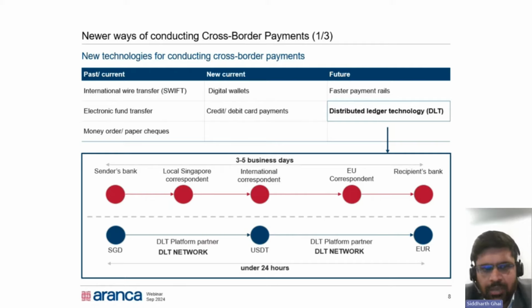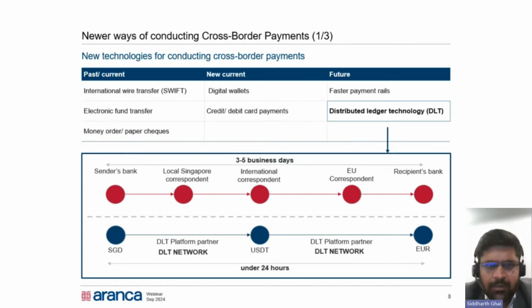So here is a small snippet showcasing how much time a normal Swift transaction would take. It would take approximately 3 to 5 business days for the recipient bank to realize the money. Whereas if somebody uses DLT or blockchain technology for doing the transaction, it would be done under 24 hours. So this is how blockchain and DLT are changing how cross-border payments are being realized.